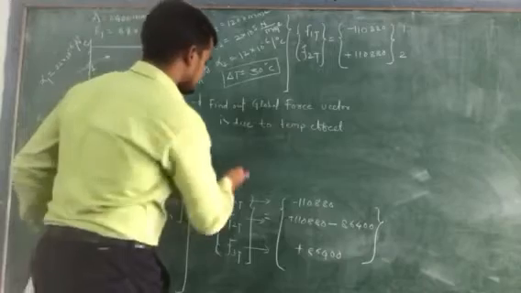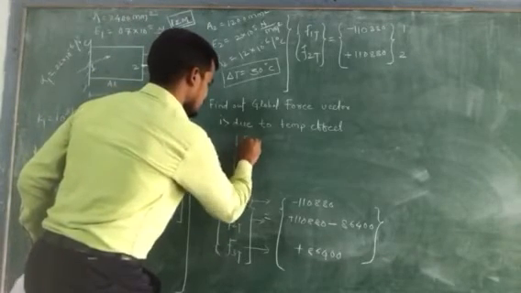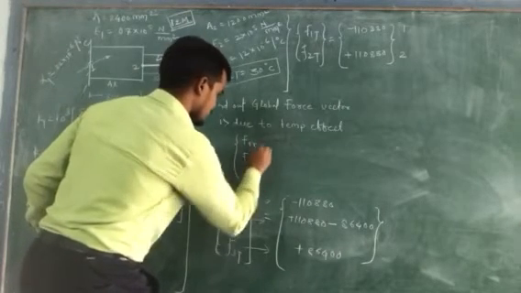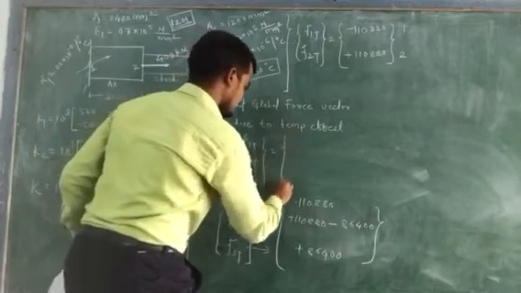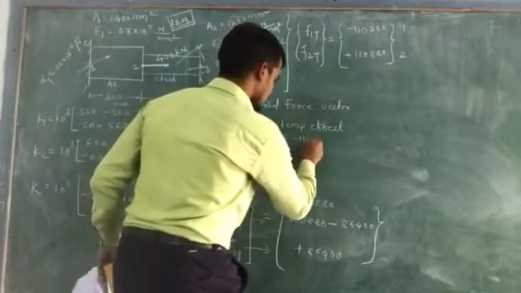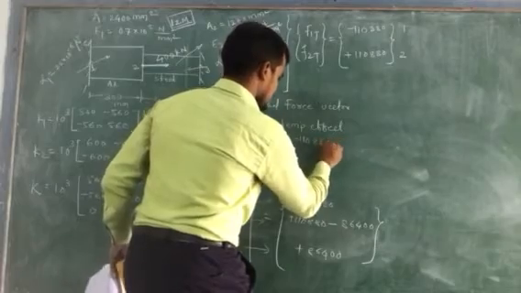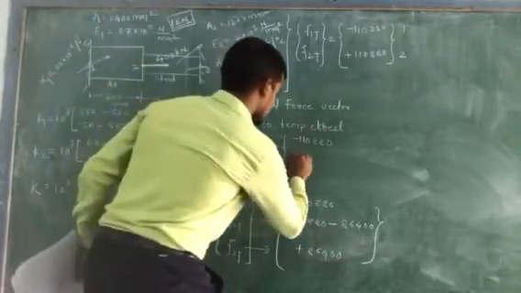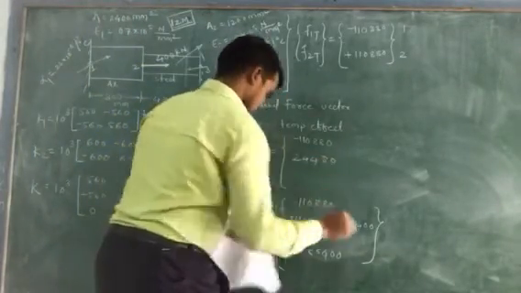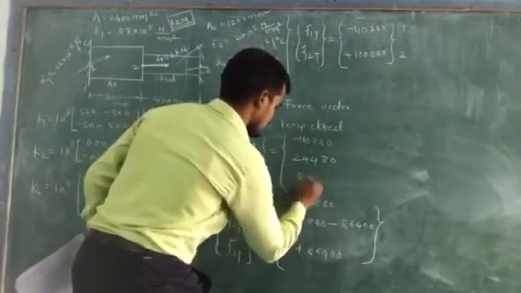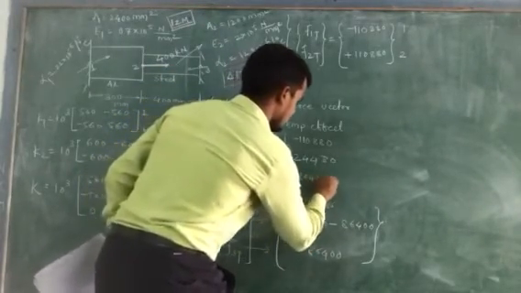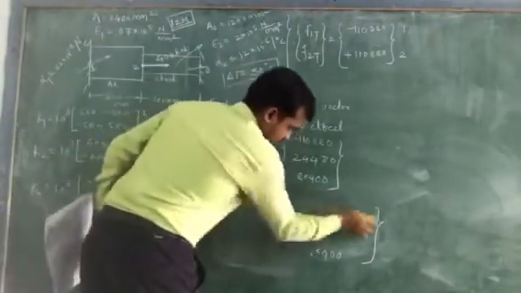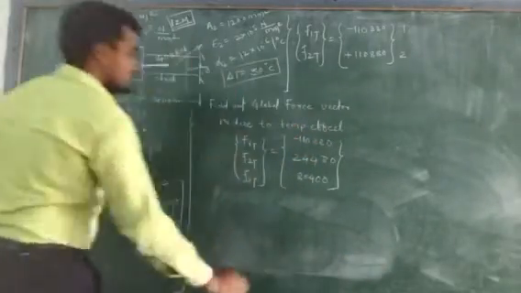The nodal force vector due to temperature effect, F1T, F2T, F3T, is equal to minus 110880. So by subtracting this, you will get final as 24,480, and finally 86,400. Okay, so this is the final nodal force vector due to temperature effect.